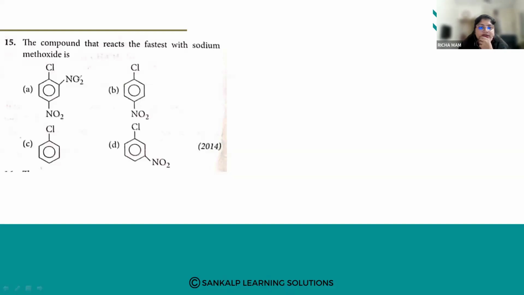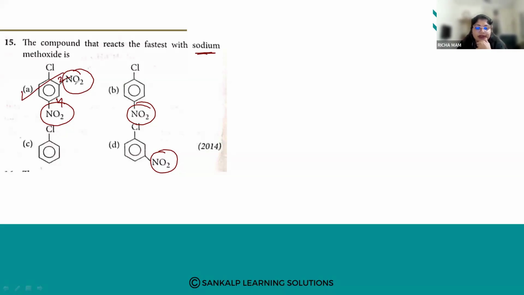What you can see here, nitro groups are there. Nitro group is an electron withdrawing group. So what is the role of an electron withdrawing group? It will withdraw the electrons towards itself, and the electron density will be less, right? So sodium methoxide, in this case, that is 2,4-dinitrochlorobenzene, right? 2,4-dinitrochlorobenzene, so it will react faster.